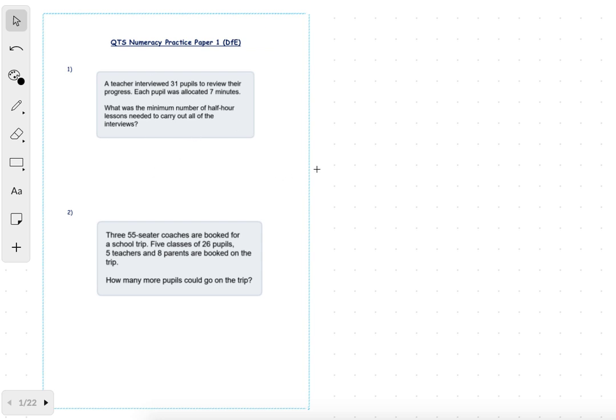Okay, so this is just more about avoiding common mistakes and some tricks and tips to look out for. So let's get stuck in.